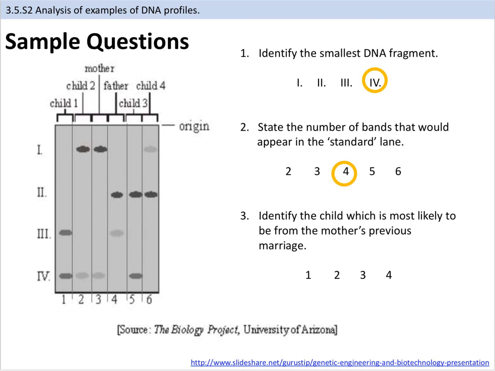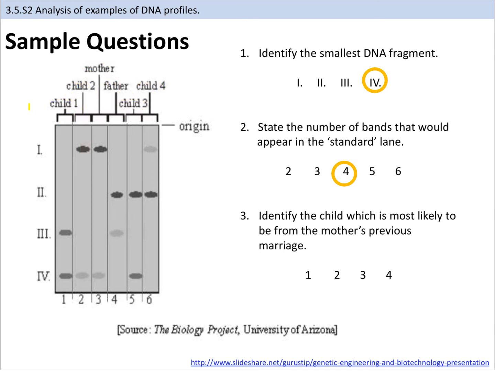And then identify the child most likely to come from the mother's previous marriage. So if we've got the mother here, and we've got child 1, child 2, child 3, child 4, and we also have their father, one of these children may not have come from a combination of the mother and the father, but from the mother and another man that was from a previous marriage. And so we have to think of, where is all the DNA present from both the mother and the father?